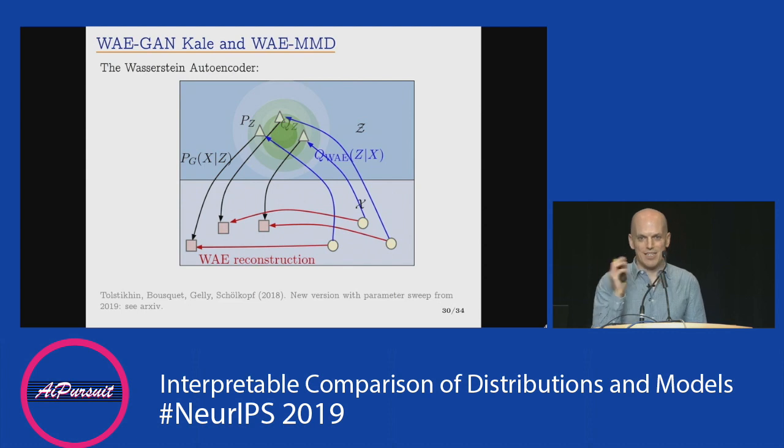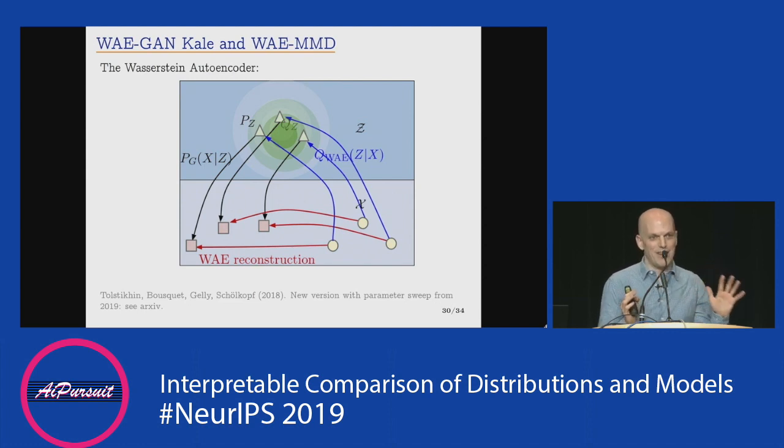So I'm going to end this part with a nice example of a paper which is using divergence measures in practice in an algorithm for training a generative model. So this is the Wasserstein autoencoder. It's a really nice paper. I encourage you to read it. It's by the team at Google Zurich.